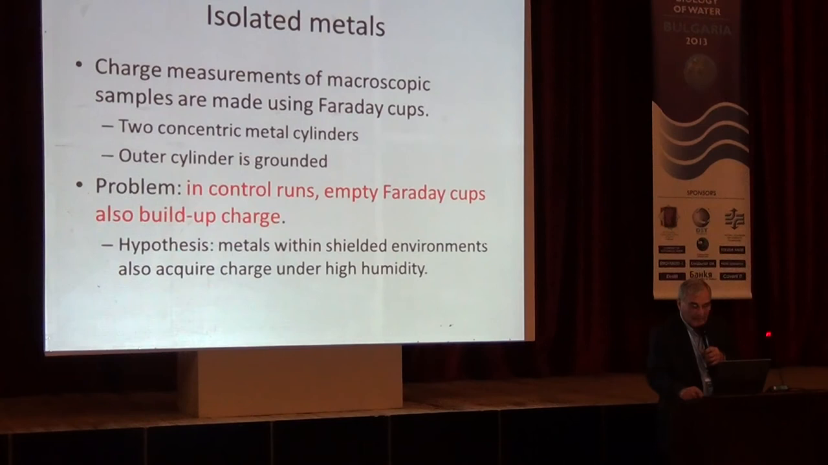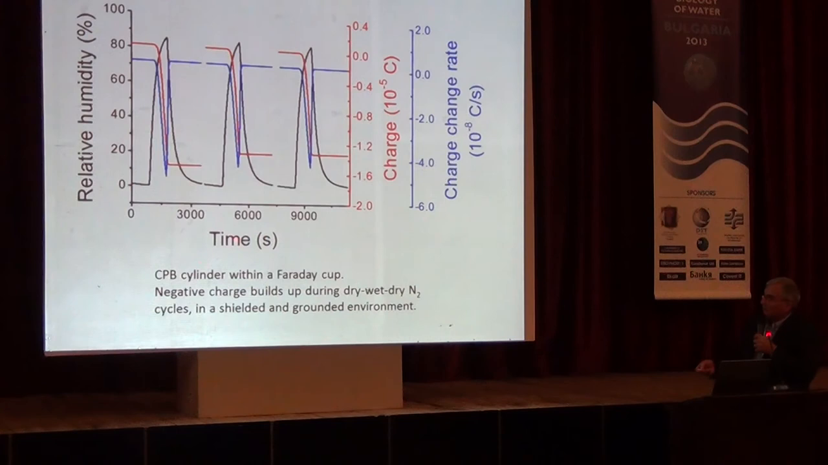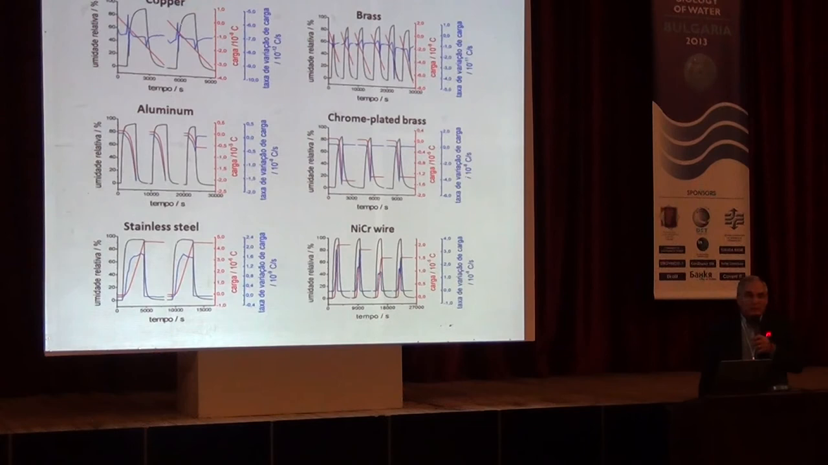You can observe here that these are cups made with chrome-plated brass, and here relative humidity is changed, the black line, and charge, in this case negative charge, builds up. You can short circuit, repeat again, and this can go on for a long time. And you can do this with many different metals, and they always acquire charge, but copper, for instance, acquires little charge, aluminum a lot of negative charge, stainless steel a lot of positive charge, and so on for other systems.